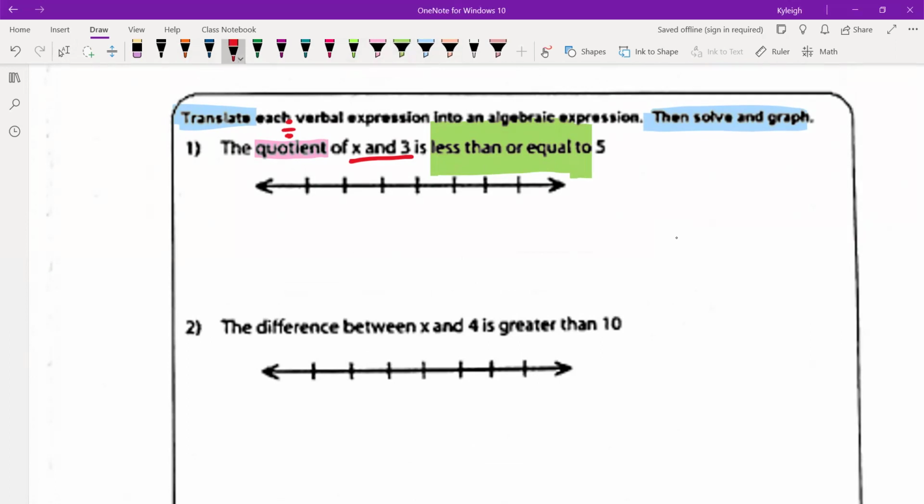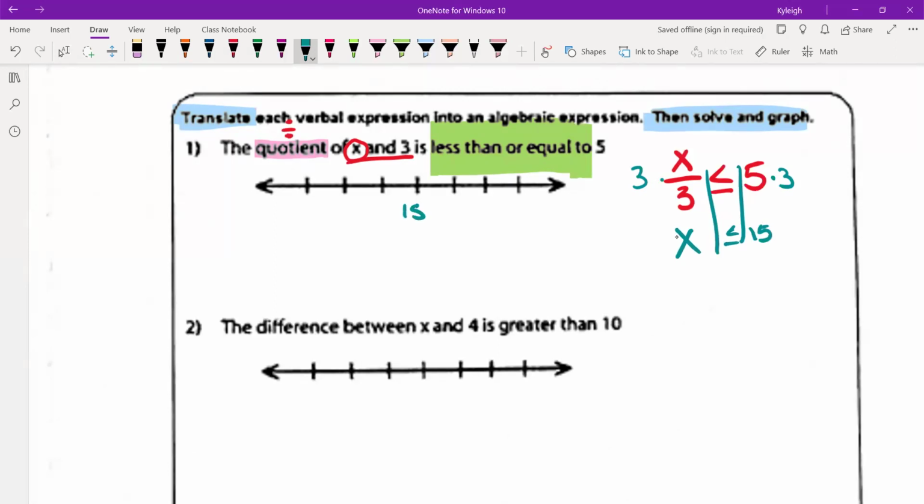So quotient means to divide. So we're going to say x divided by 3. And I put x first because that's what comes first in the sentence. The quotient, so division of x and 3. So that's why I'm dividing them, is less than or equal to 5. And then you would just sit there and solve it. So we draw the river, multiply by 3, and we get x is less than or equal to 15. And then you would just put that on your number line.